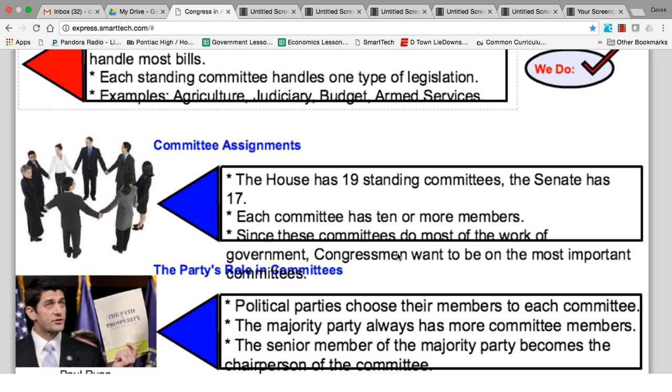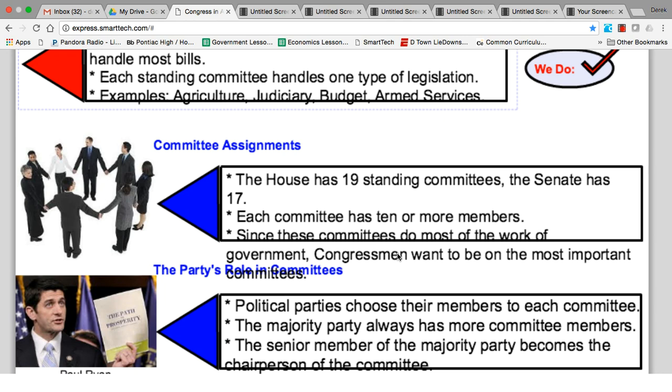Now, the party's role in these committees is important. Political parties choose their members for each committee. So the leadership of a political party within a particular house, the House of Representatives, the political party leadership there, has a role in assigning members to the committees.